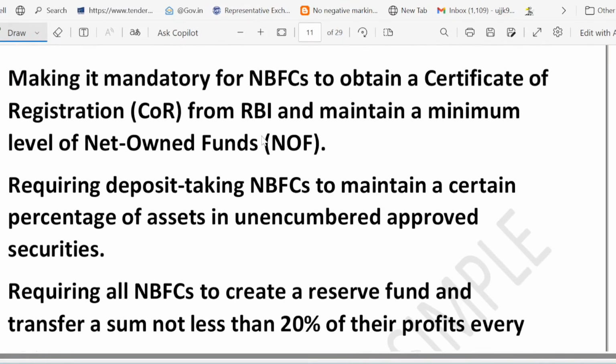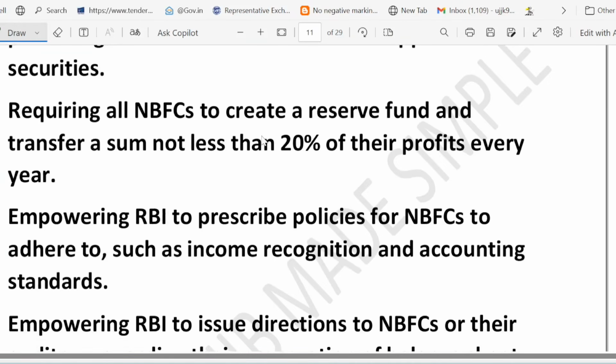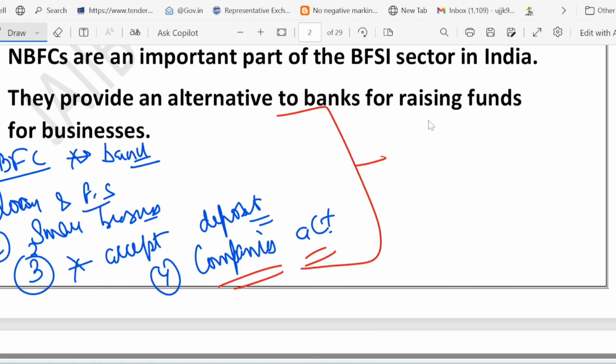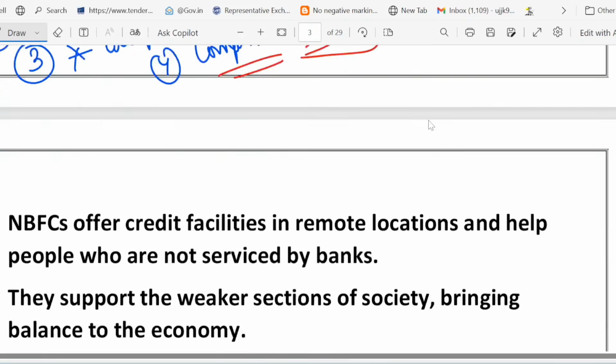Let's have a look. They must keep rupees 15 for every 100 rupees lent. Just wait a minute, I think it is 20, not 15. Presently they can accept deposits, but we are talking about the earlier phase. In the earlier phase they were not allowed to accept deposits, and they were regulated by the Companies Act.